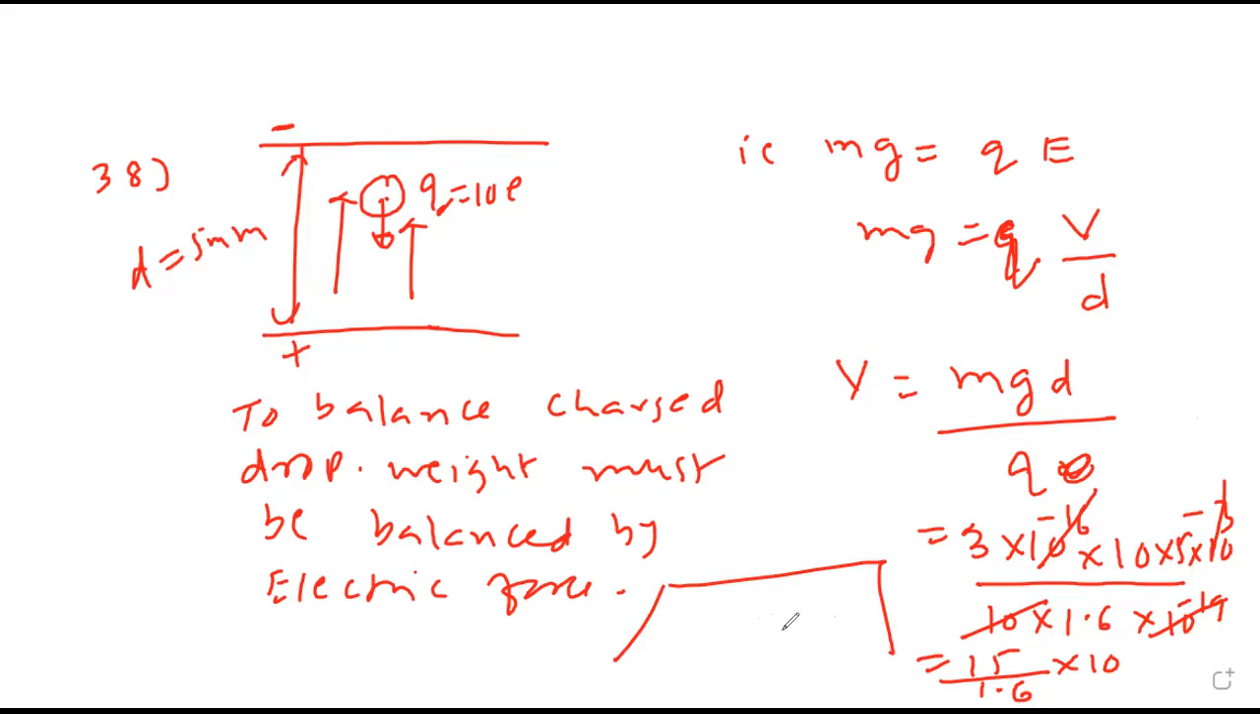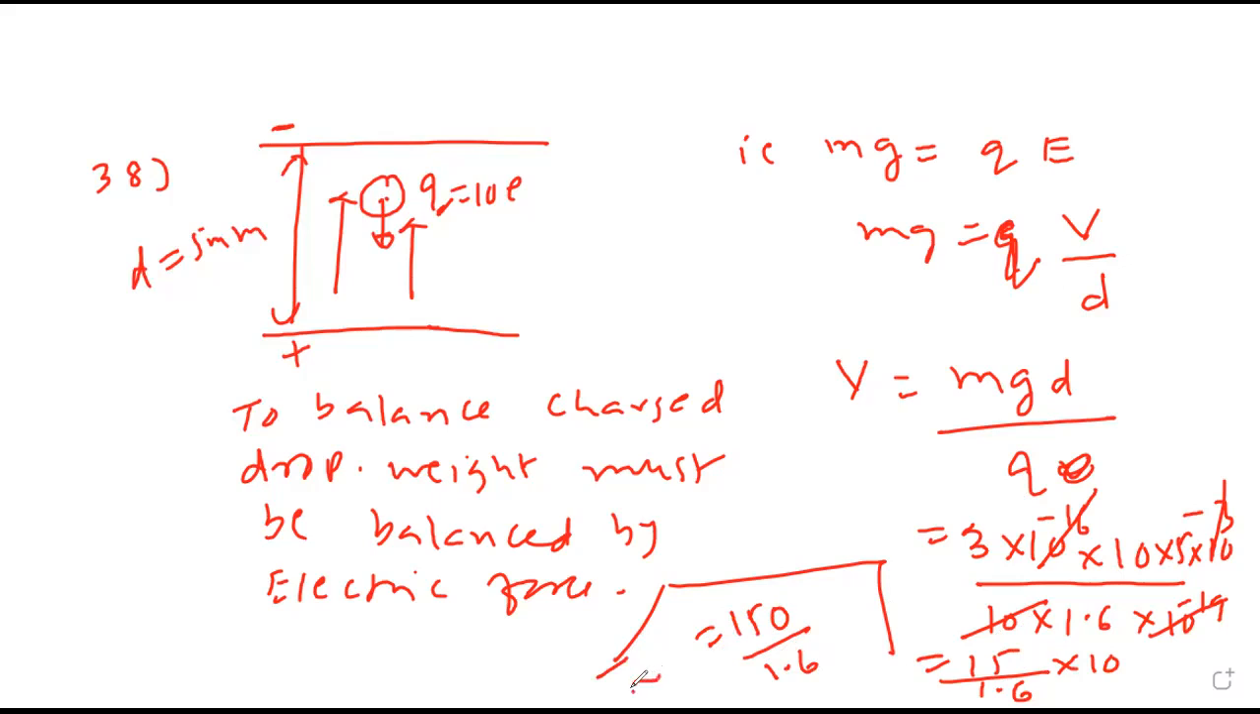Distance is 5 millimeter. Mass is 3 into 10 raised to minus 16. g is 10. 5 millimeter is 5 into 10 raised to minus 3. And charge is 10 into 1.6 into 10 raised to minus 19. So when you simplify, it will become 150 upon 1.6. They have given about 10. Actually, it should be about 100. Yeah, sir. About 100 it will come.